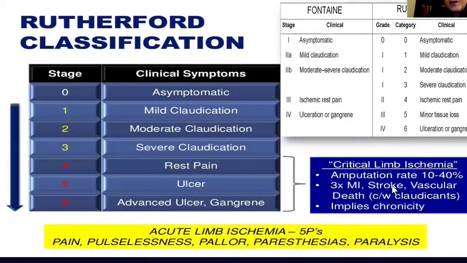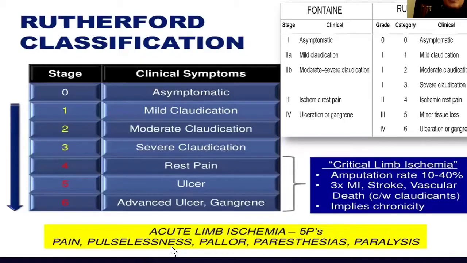And we should know that the critical limb ischemia amputation rate is 10 to 40%, and there is a 3 times higher risk of MI, stroke, and vascular death. The acute limb ischemia has 5 P's. The patient has pain, pulselessness, pallor, paresthesia, and paralysis.